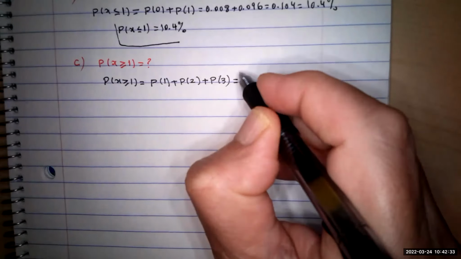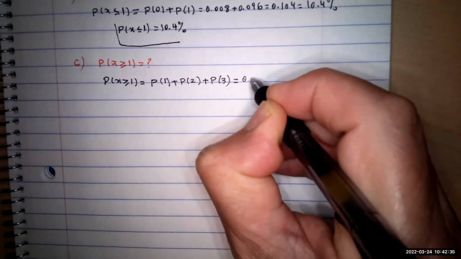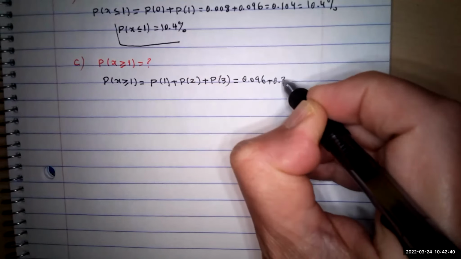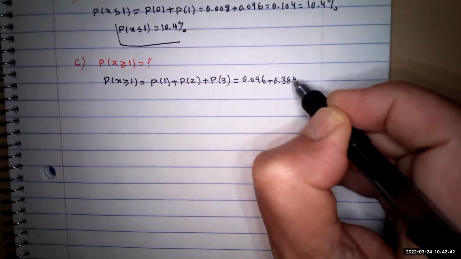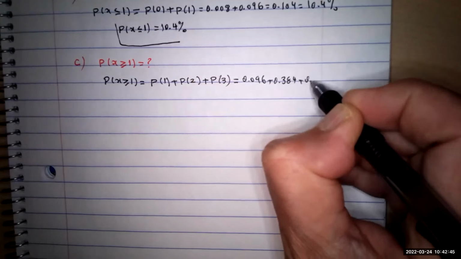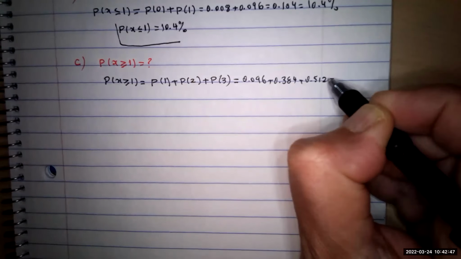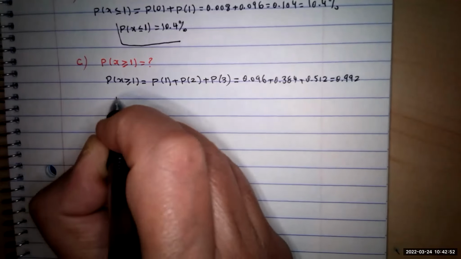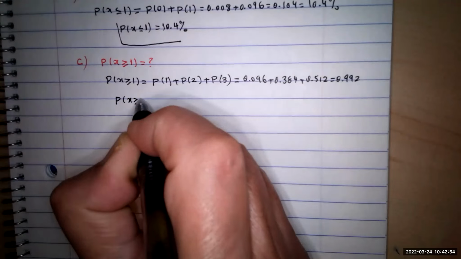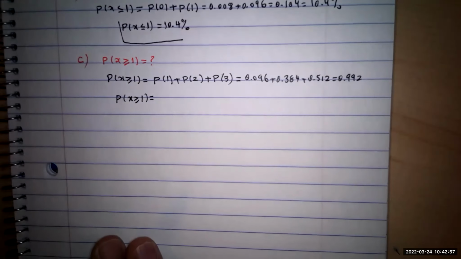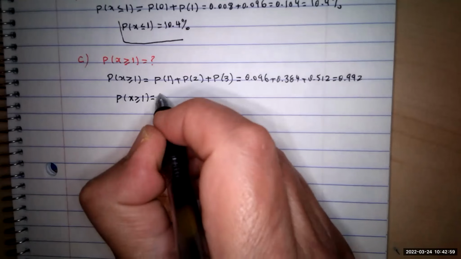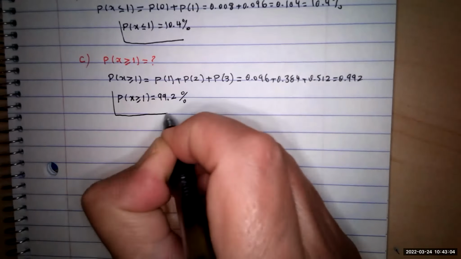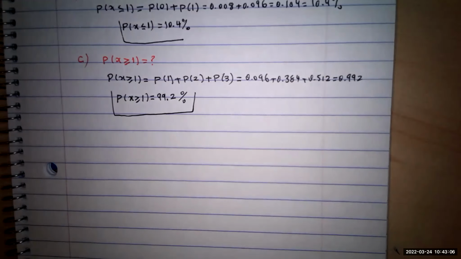So you add the resultant number here. P of 1 is 0.096 plus 0.384, plus 0.512. You add them together, that gives you 0.992. So the probability that at least one of those persons would be alive at the age of 60 would be almost 100%. And that's true. At least one of them is going to be alive at that age. That's it. Any question?